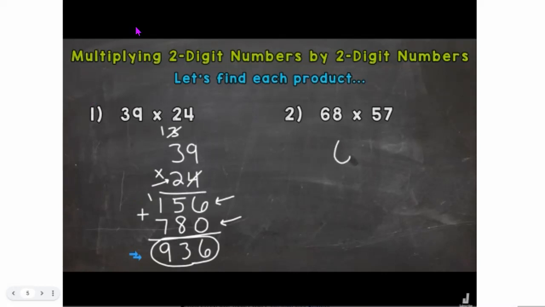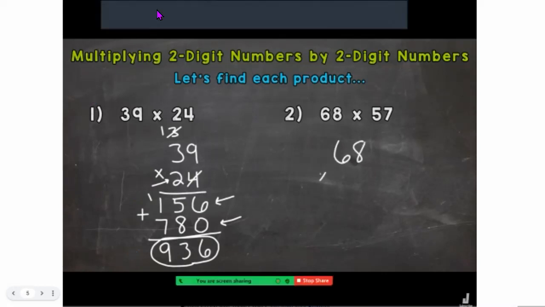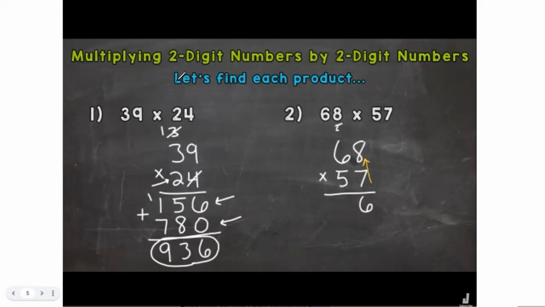So let's line our problem up. And now we're ready to solve. So we need to do 7 times 68 and 50 times 68. 7 times 8 is 56. Carry our 5. 7 times 6 is 42, plus 5 is 47. So we get 476. We are done with this 5 here, and we are done with this 7.